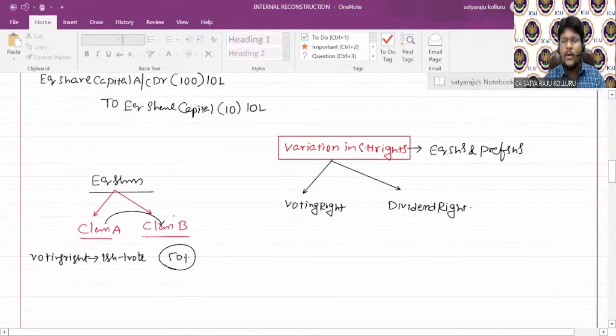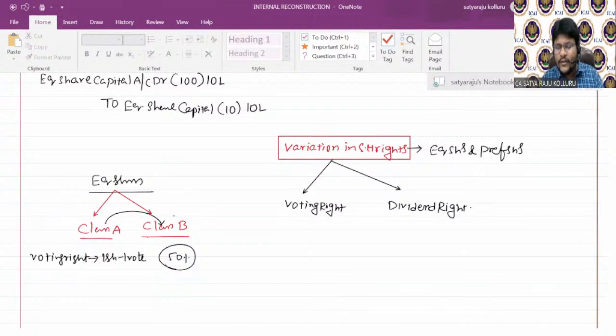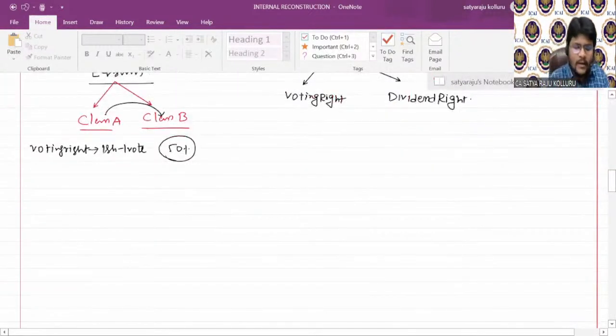Or maybe if the company is going to convert class B shareholders to class A shareholders, then we can call it variation in shareholders' rights. Not only the voting right, but also with respect to the dividend right. With respect to the dividend right also, the company can have more than one class.